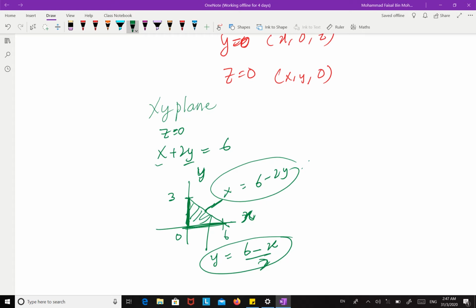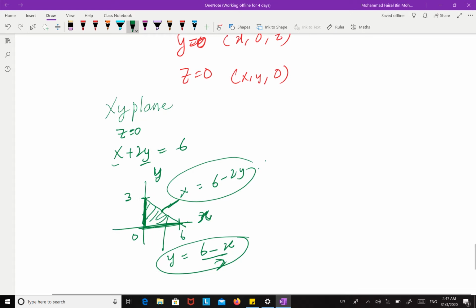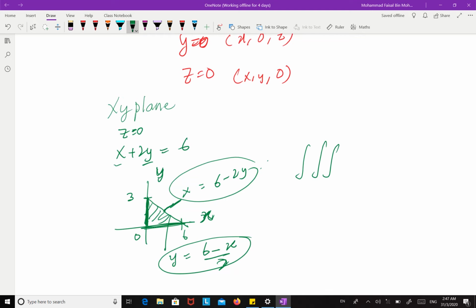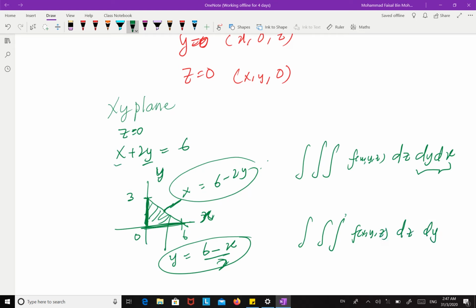So they are referring to the xy plane, which means you can integrate the triple integral of f(x, y, z) dz dy dx. This is the xy plane, so dA means dy dx or dx dy. Or you can integrate the same thing dz, but now dx dy, because it is in the xy plane.